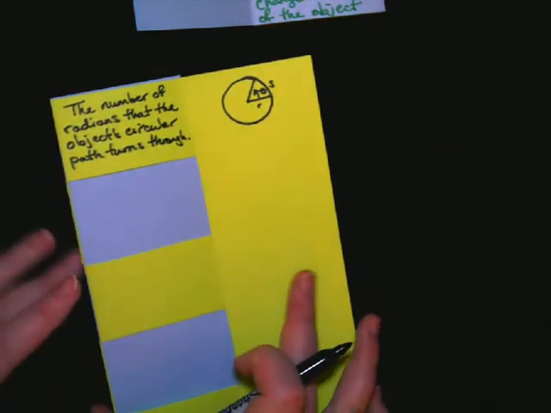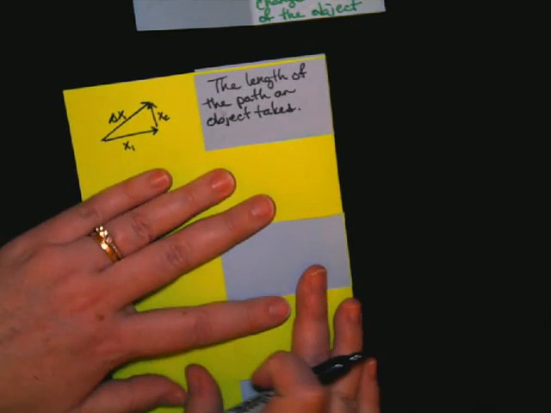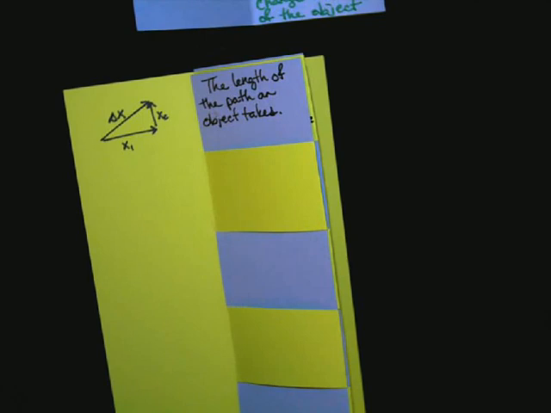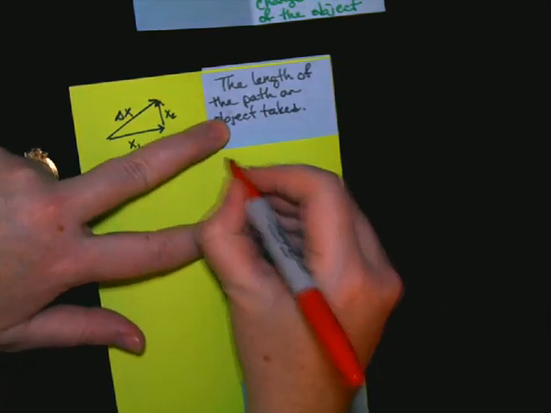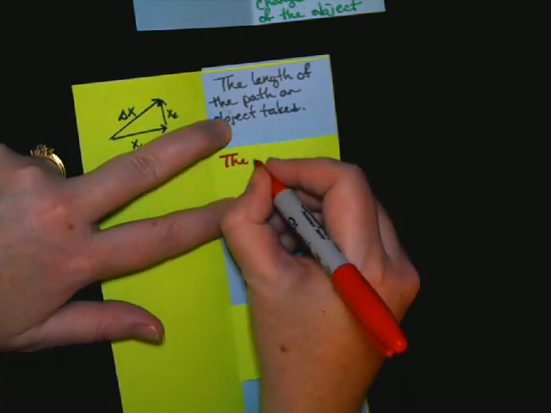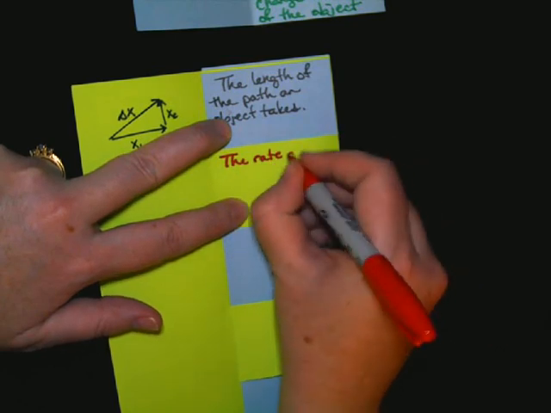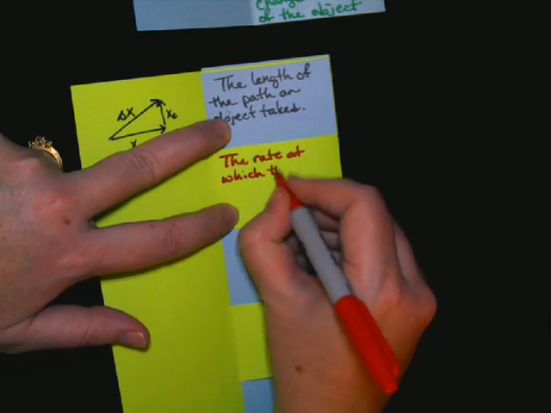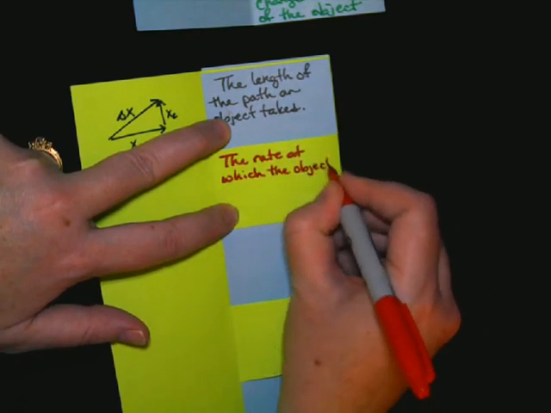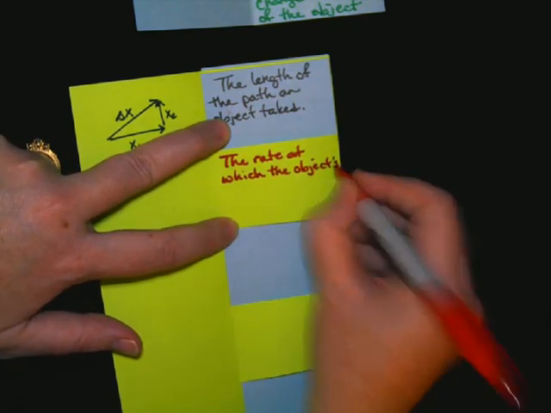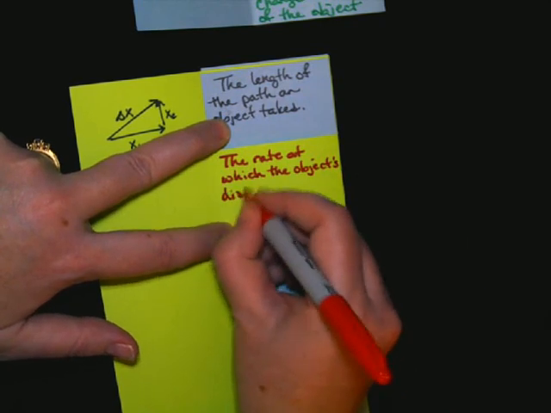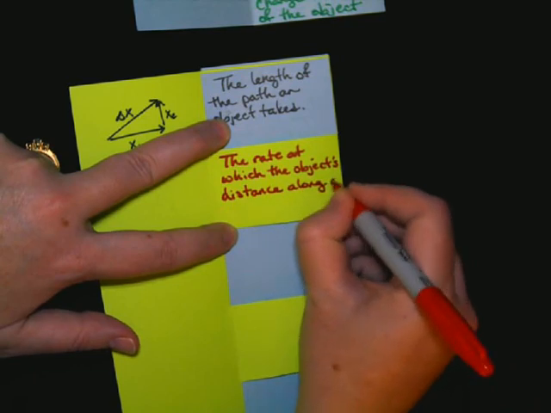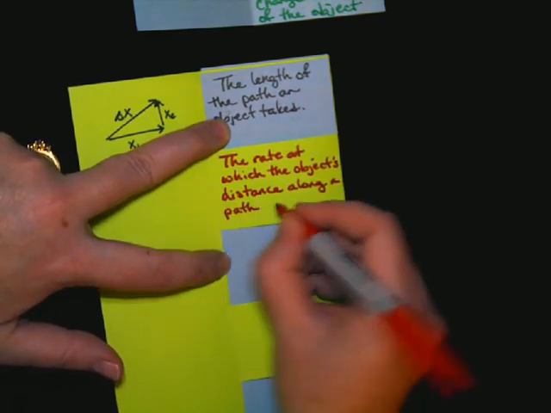All right, so let's go back to the beginning and we'll do another definition and see if you can guess the next definition. Probably can already have a guess, but we'll go here. So the rate at which the object's distance along a path changes.